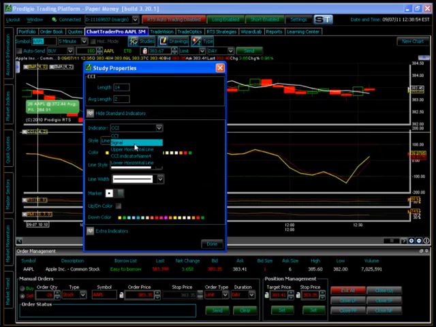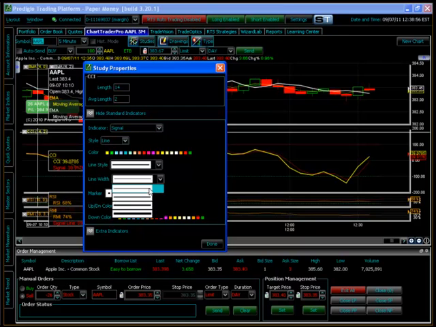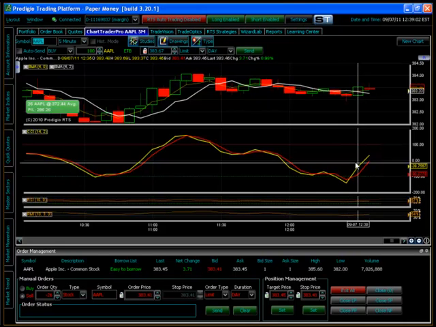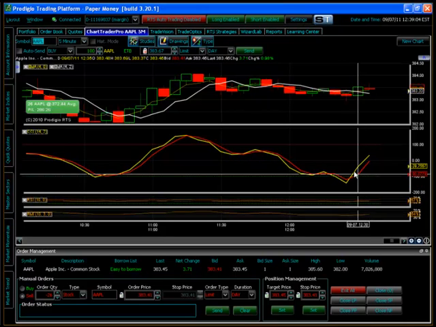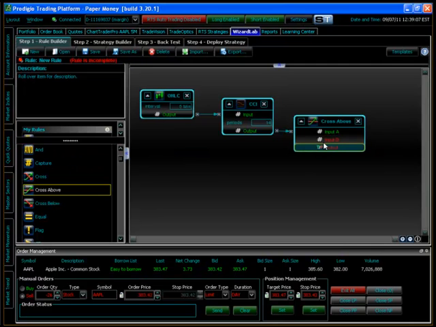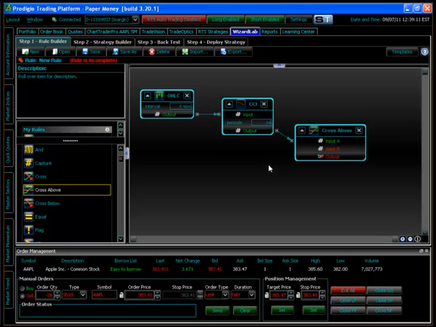I can actually change the signal line. I can make that thicker as well. So I've got the thick yellow line crossing above this thick red line. What I have to do is ask where I get the red line from. Cross above needs 2 inputs. It needs input A to cross above input B. By the way, this language is different from ThinkScript.